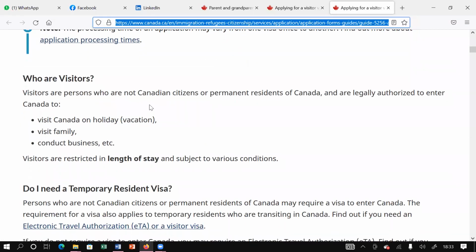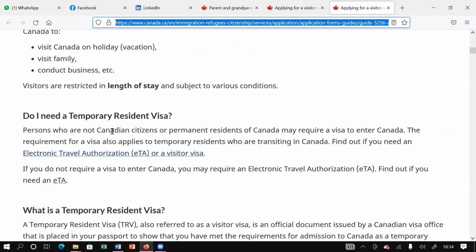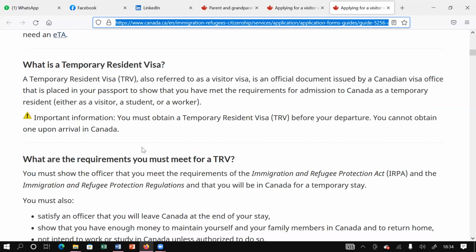So who are visitors? Visitors are persons who are not Canadian citizens or permanent residents. Persons who are not Canadian citizens or permanent residents of Canada may require a visa to enter Canada. What is a temporary resident visa? It is also referred to as a visitor visa. It is an official document issued by a Canadian visa office that is placed in your passport to show that you have met the requirements for admission to Canada as a temporary resident, either a visitor, a student, or a worker.